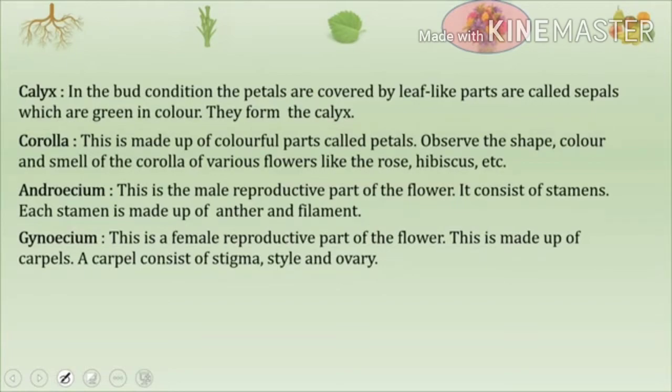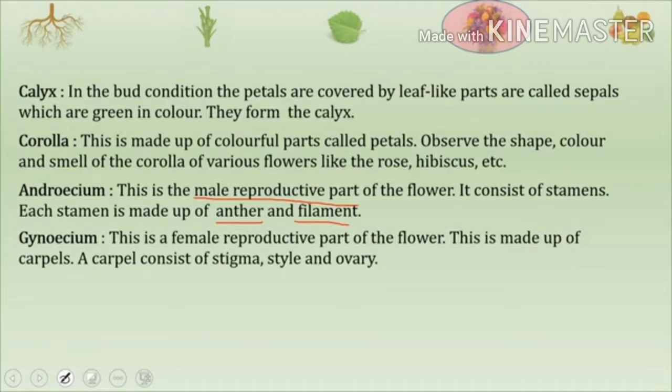Okay. So now the next point, androecium. This is the male reproductive part of the flower. It consists of stamens, and each stamen is made up of the anther and filament. I will repeat. Androecium is the male reproductive part of a flower.